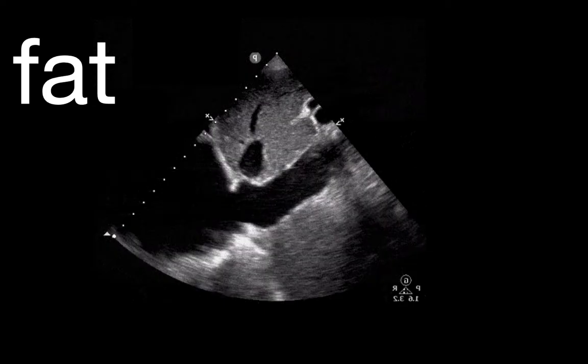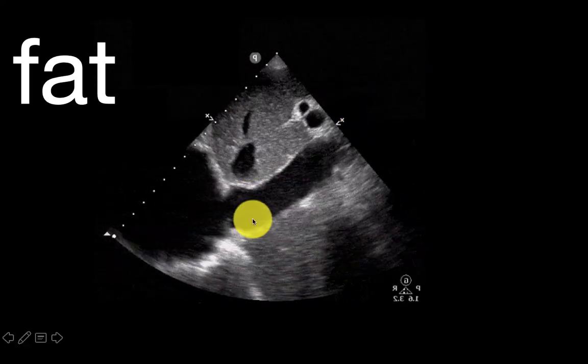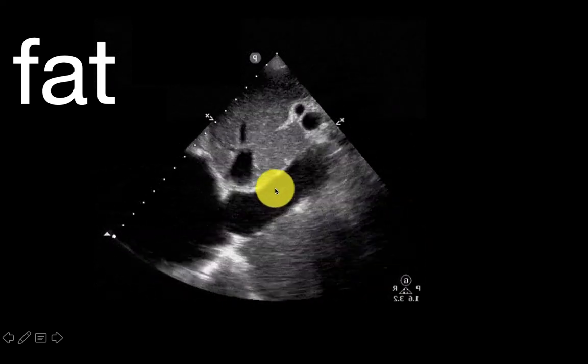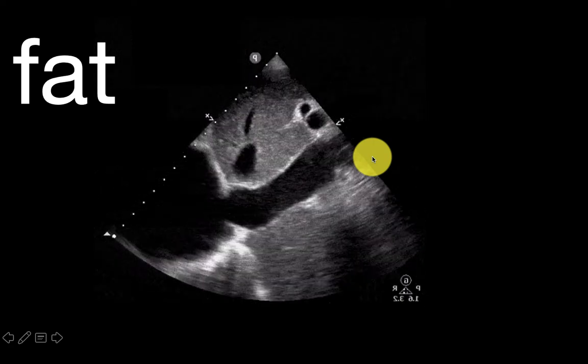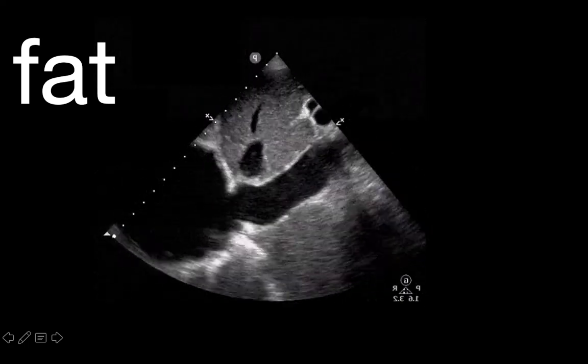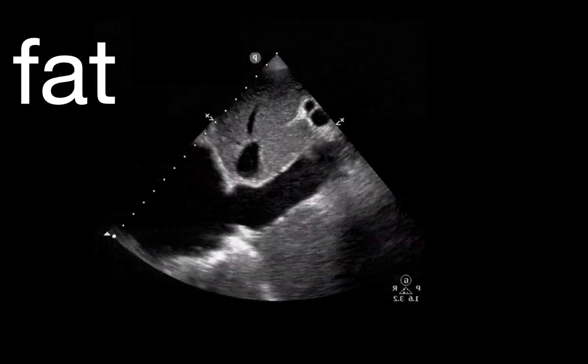Contrary to that, this is a fat IVC. Again, here are my hepatic veins dumping into my IVC here, and I want my eye about 1 centimeter away from that. And what I'm seeing here is that this has very minimal respiratory variation. The vessel itself does not appear to be collapsing with any sort of respiration.